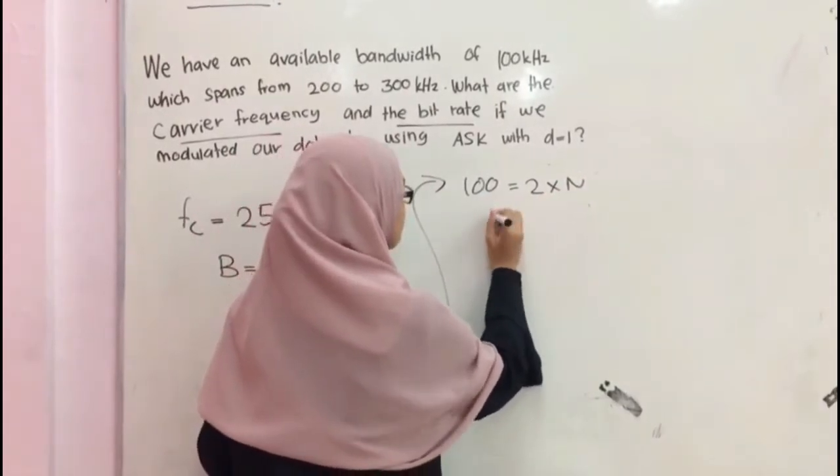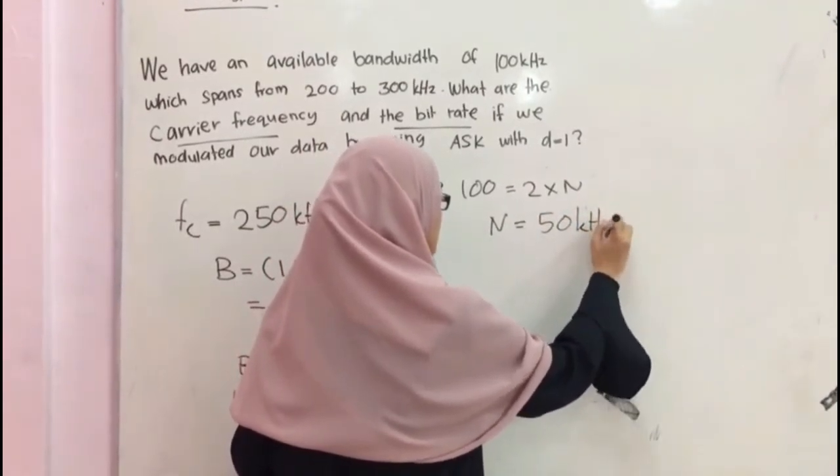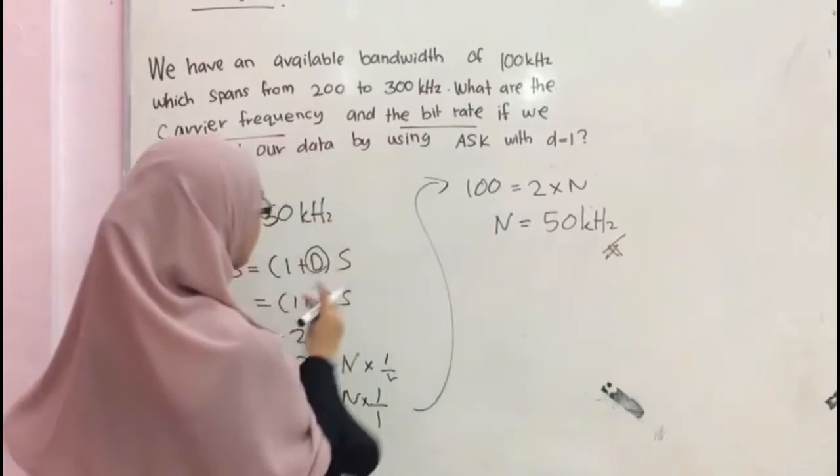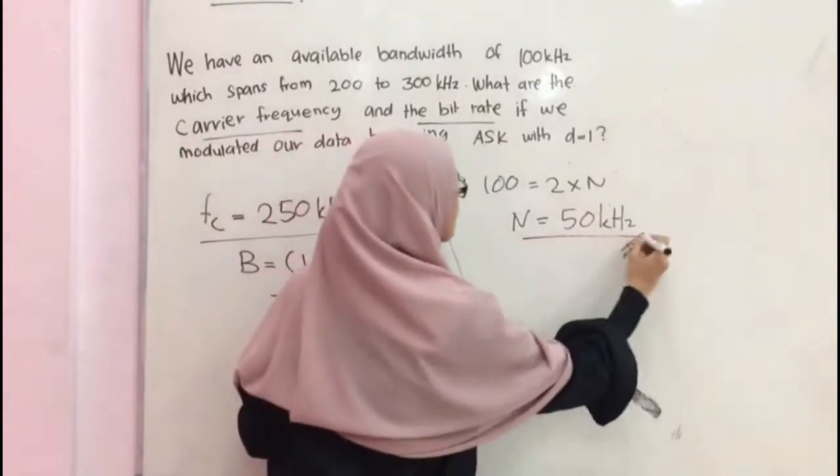100 divided by 2 will be 50 kilohertz. So this is the bit rate for the question, and this is the carrier frequency, and this is the bit rate.